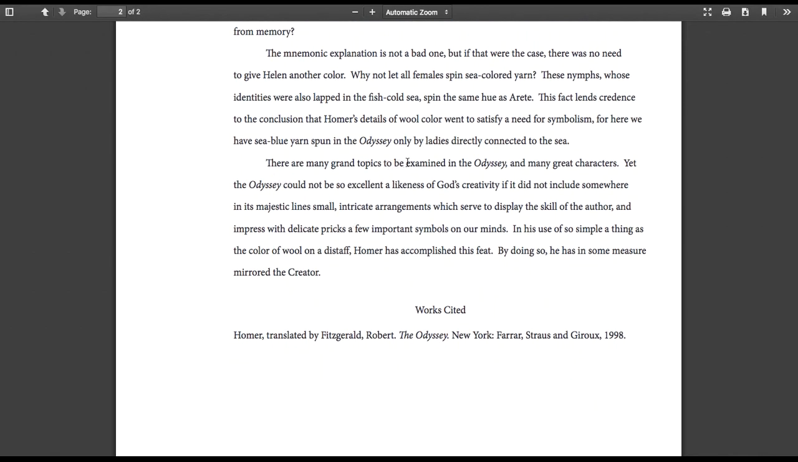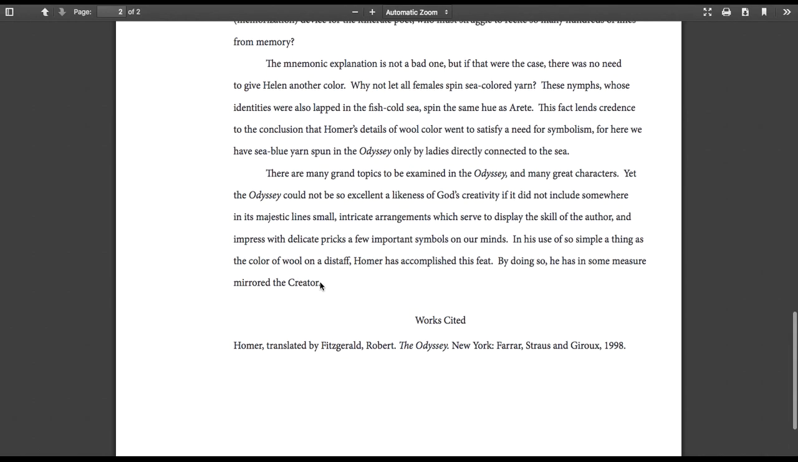"There are many grand topics to be examined in the Odyssey, and many great characters. Yet the Odyssey could not be so excellent a likeness of God's creativity if it did not include somewhere in its majestic lines small, intricate arrangements which serve to display the skill of the author and impress with delicate pricks a few important symbols on our minds. In his use of so simple a thing as the color of wool on a distaff, Homer has accomplished this feat. By doing so, he has in some measure mirrored the Creator."